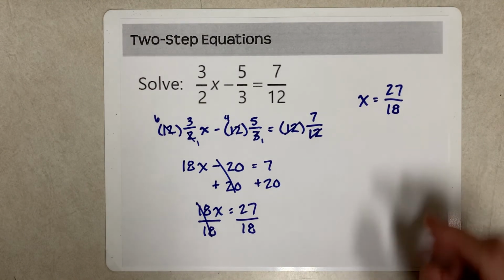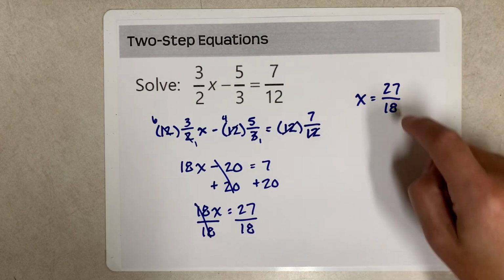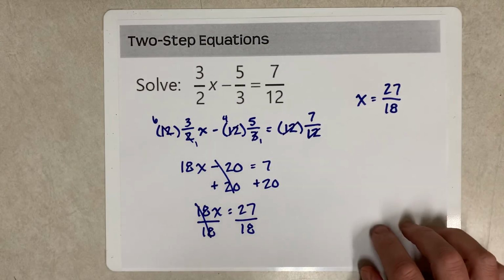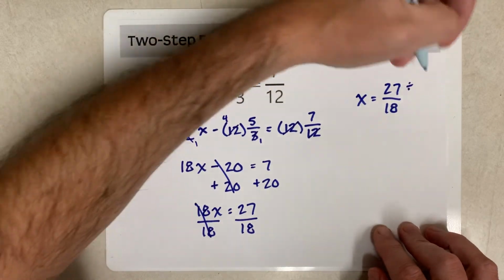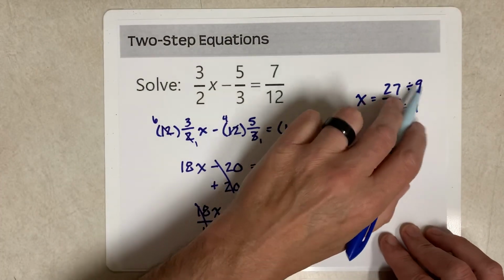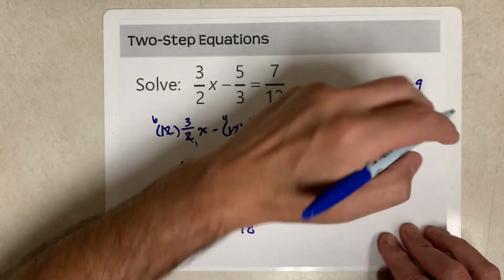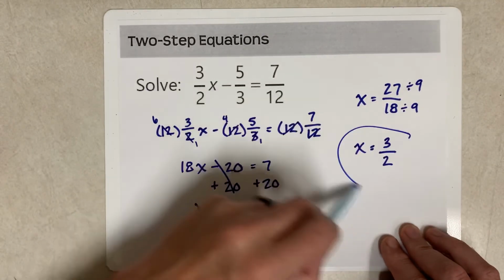But here's the cool thing. 7 plus 2 is 9, and that means that 9 goes into it. 8 plus 1 is 9, a multiple of 9, which means 9 goes into it. Those are our divisibility rules from middle school. So we're going to divide by 9 both times. 27 divided by 9 is 3, and 18 divided by 9 is 2, and so x equals 3/2 is our final answer.